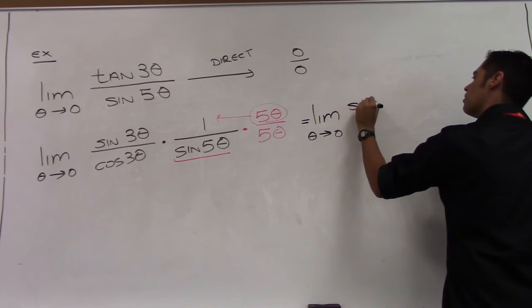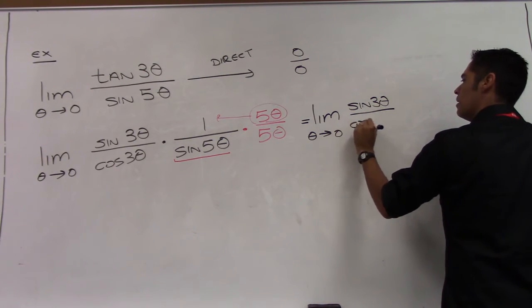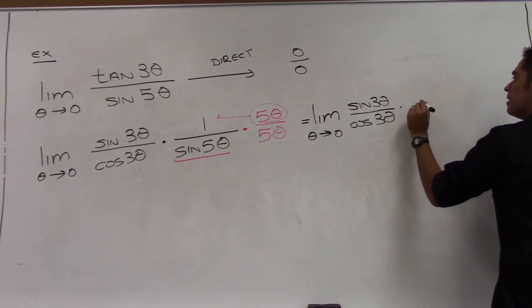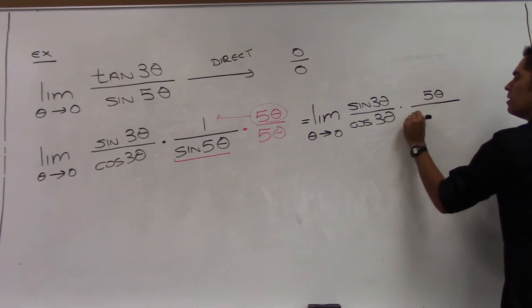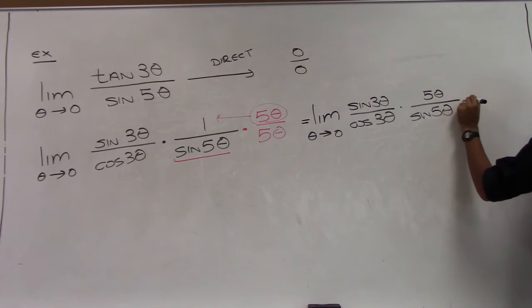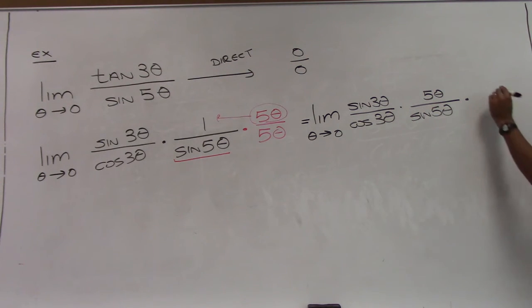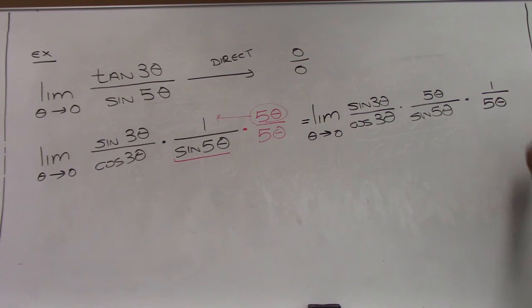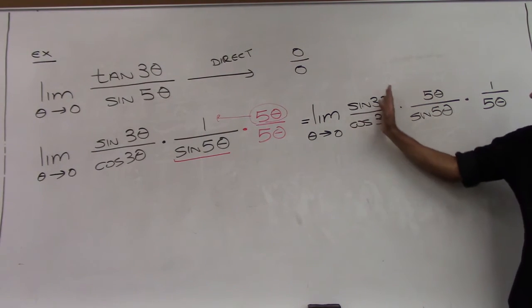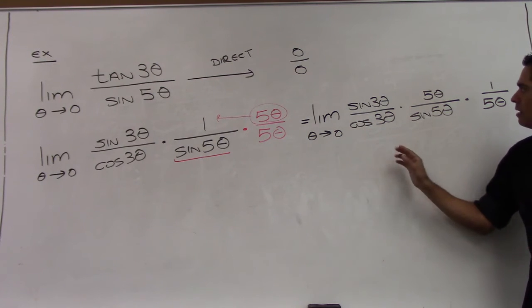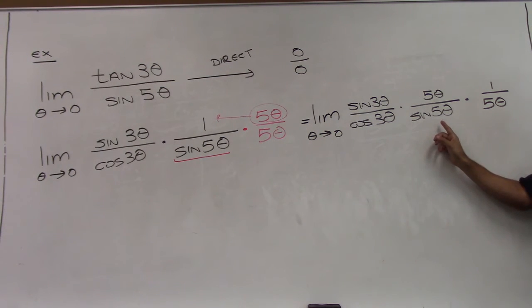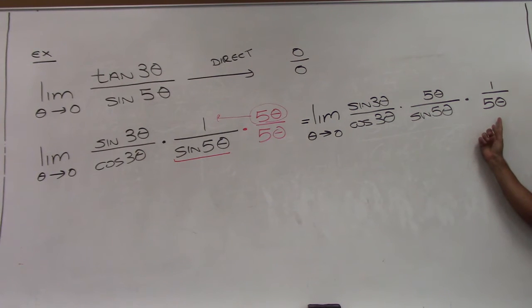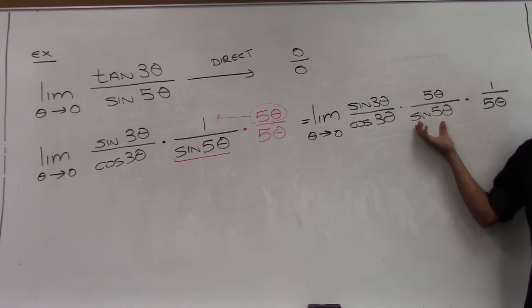I still have sine 3 theta over cosine 3 theta. I now created 5 theta over sine 5 theta, but what do I still have over here? 5 theta. 1 over 5 theta, right? So have I fixed the problem? No. What does this one go to again? 0. That goes to 0. 0 over 1, that's fine. What does this one go to now? 1, that's fine. But what does that go to? 0. 1 over 0. That's undefined. So I fixed a problem, created a new one.